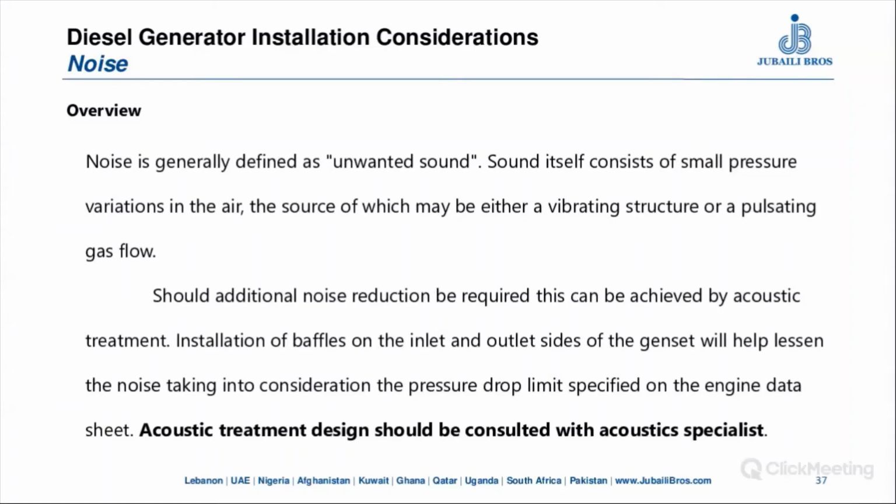Noise is generally defined as unwanted sound. Sound itself consists of small pressure variations in the air, the source of which may be either a vibrating structure or a pulsating gas flow. Should additional noise reduction be required, this can be achieved by acoustic treatment. Installation of baffles on the inlet and the outlet sides of the genset will help lessen the noise, taking into consideration that the pressure drop limit specified on the datasheet must not be exceeded. And acoustic treatment design should be consulted with acoustics specialists.